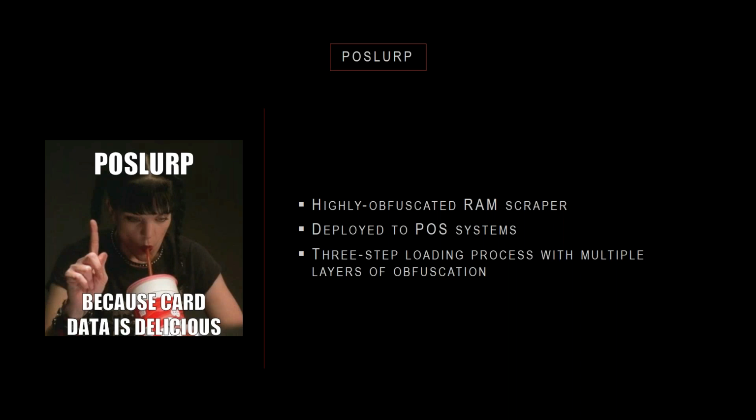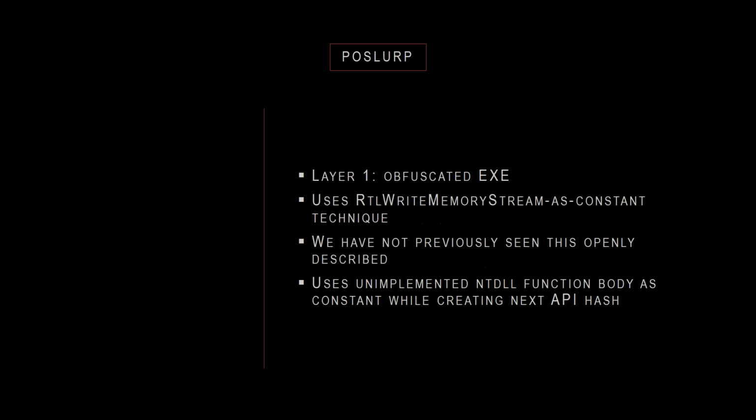And so to do that, they're using a piece of malware that we call PoSlurp. PoSlurp is a highly obfuscated RAM scraper that they deploy to point-of-sale systems. It uses a 3-step loading process with multiple layers of obfuscation. This one, in contrast with the other samples that we've been talking about, does start as an executable file.